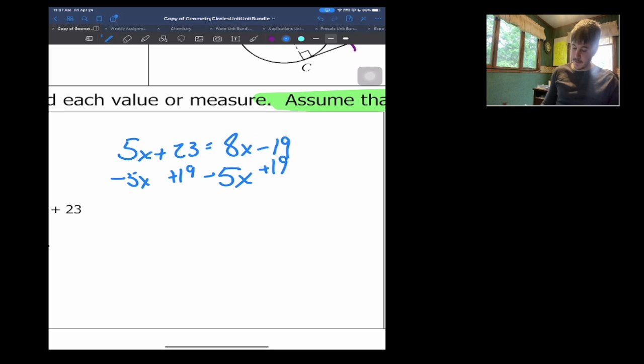Finishing this one up, we get 3x is equal to 42, and then we can divide both sides by 3. So x is 14.